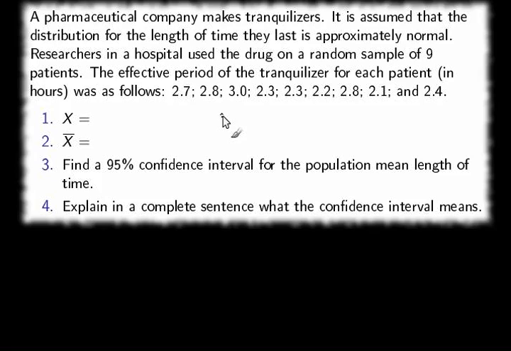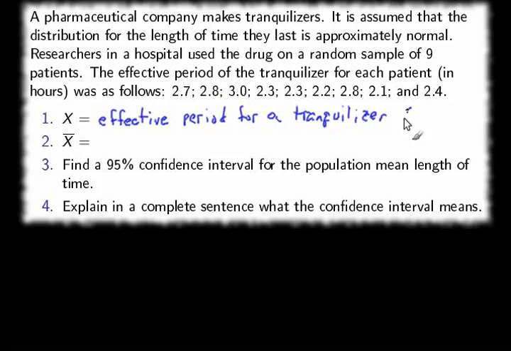Number 1. X equals what? So the random variable that we're talking about, that we have data for, is the effective period of a tranquilizer. So the effective period for a tranquilizer. And it's variable because we have data that say it is. In hours. X bar.